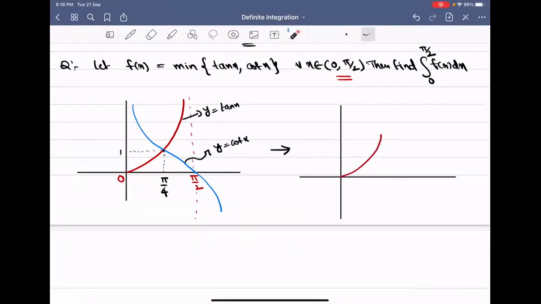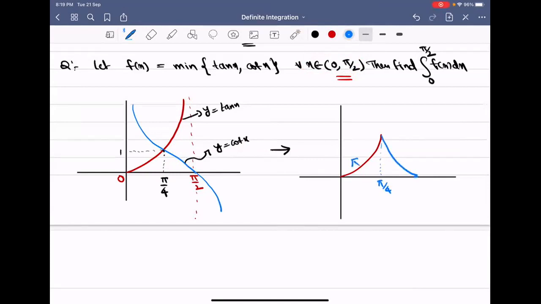Next, from pi by 4 to pi by 2, because our interval is given in between 0 to pi by 2, which one is minimum? The blue part is minimum. Therefore, cot x is minimum. From pi by 4 to pi by 2, this cot graph is minimum. That's it. Our required graph is from here to here.